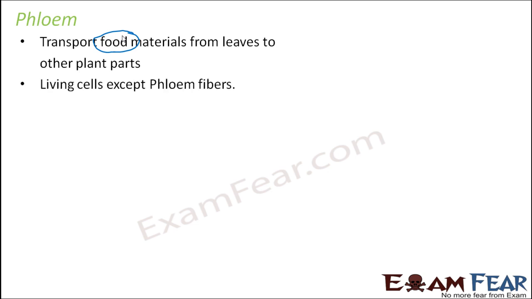So phloem are mostly made up of living cells except phloem fibers. Like in case of xylem, there were 4 elements which we talked about, and all the 3 were dead except for xylem parenchyma, which was living. But it is not like that in case of phloem. Here all the elements are living except phloem fibers, which is dead. So let us see what are the elements phloem is made up of.